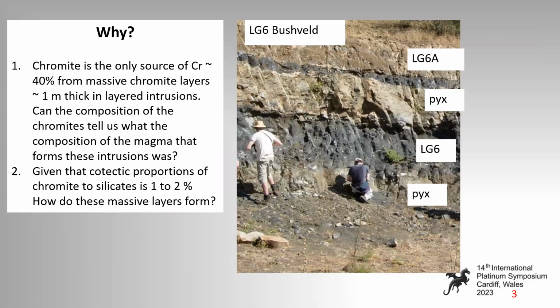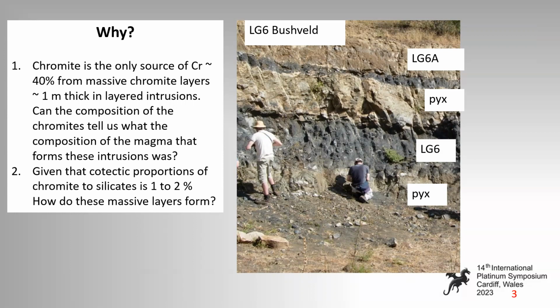Why? Well, chromite is the only source of chrome, for 40% of the world's chrome. And it comes from the massive chromitite layers that are about 1 meter thick in layered intrusions. So what we want to ask here is, can the composition of the chromites tell us anything about the composition of the magmas that form these intrusions? Is there something special about these intrusions and their composition?